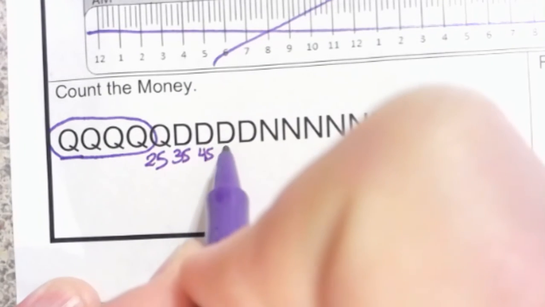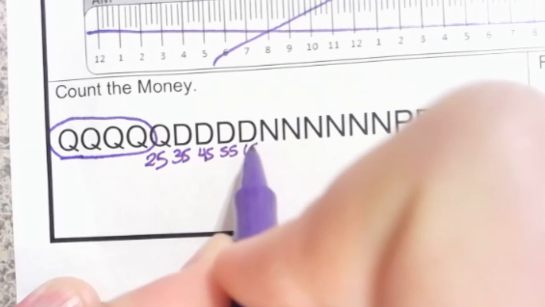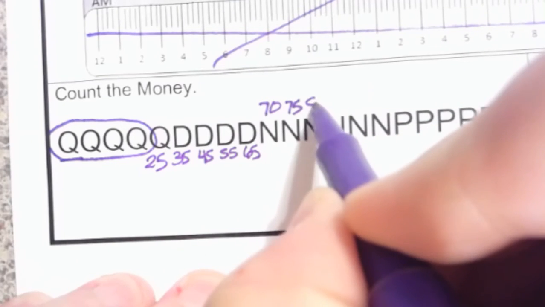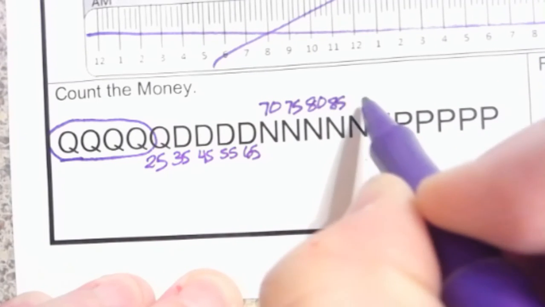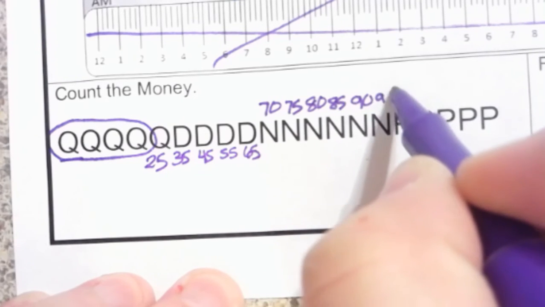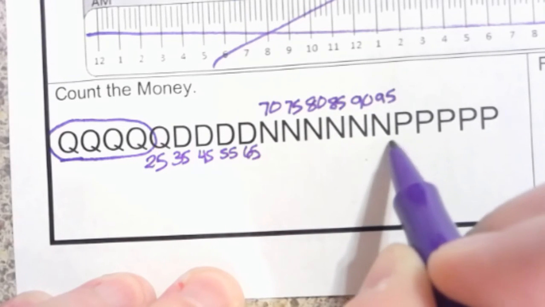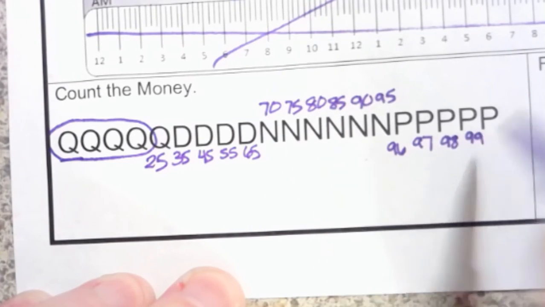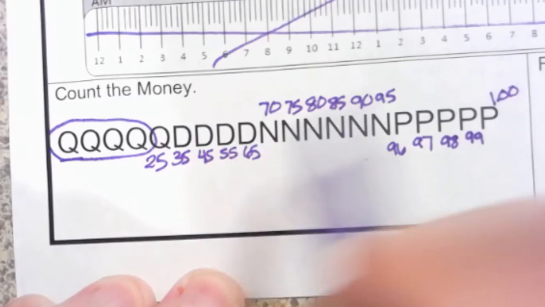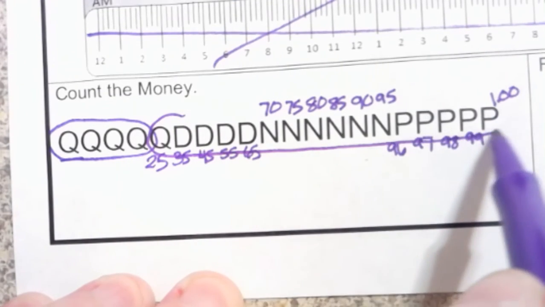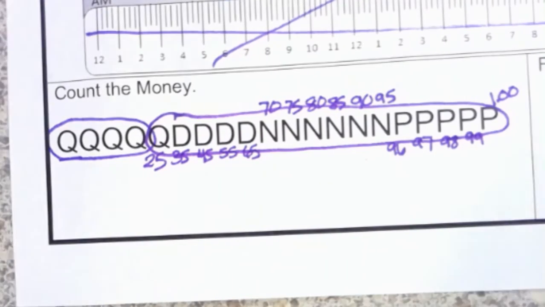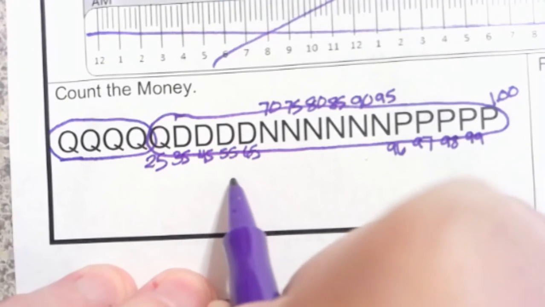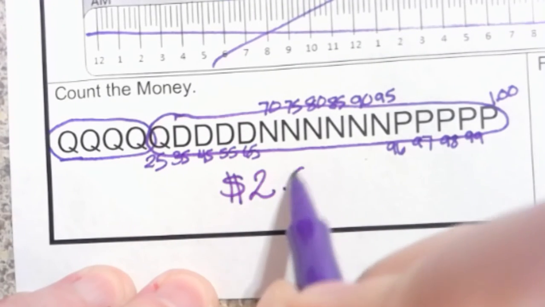45, 55, 65. Switch over to nickels. And now we're going to say 70, 75, 80, 85, 90, 95, and now... Oh, pennies. 96, 97, 98, 99, and $1. So we get to circle all those coins. And how many dollars did we end up with? We have $1 in quarters, and then we have $1 in mixed coins. So we're going to say it is $2.